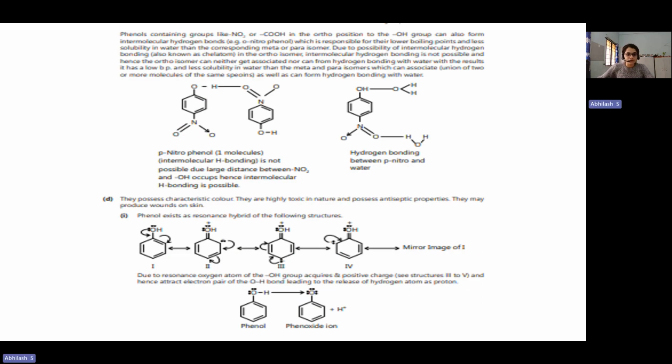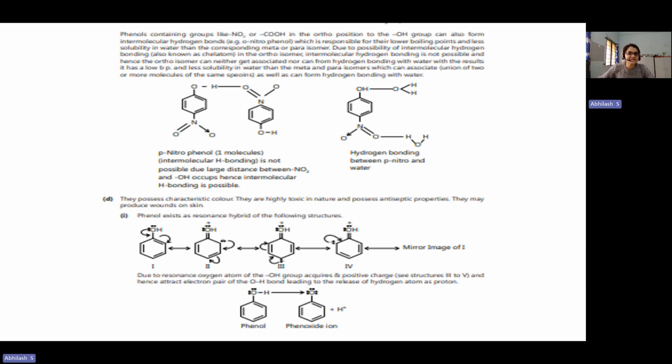And as I told before, the acidic nature of phenol compared to alcohol occurs because of its resonance stabilization. This is the resonance structure of the phenol you can see. There is an OH group which is attached to the benzene ring.